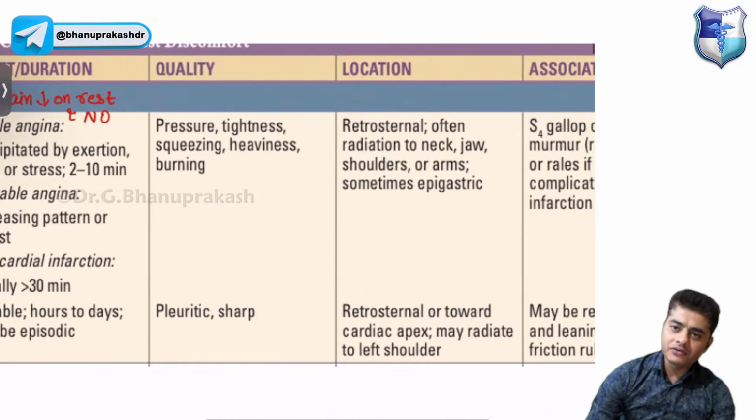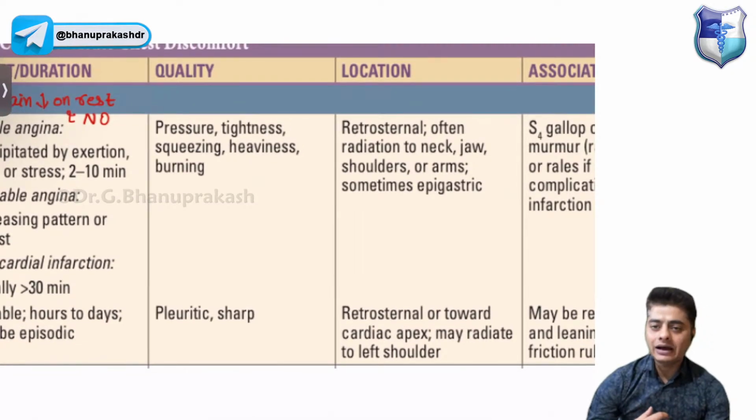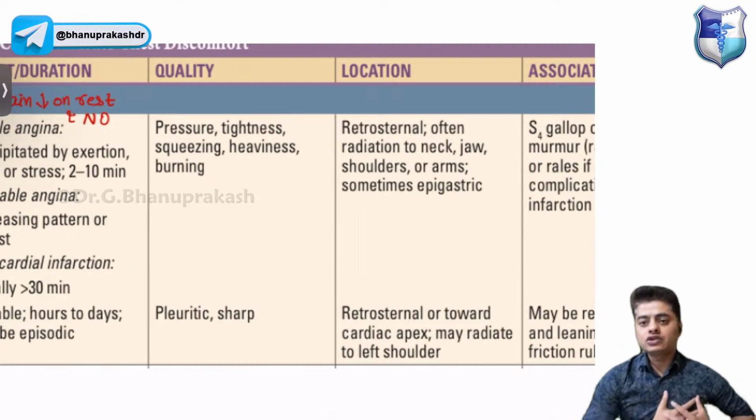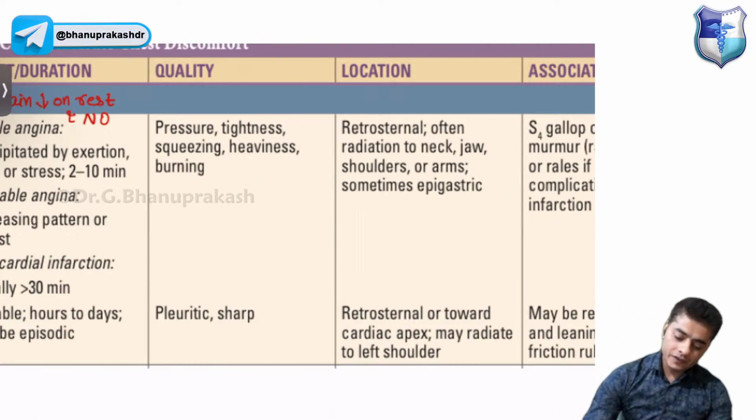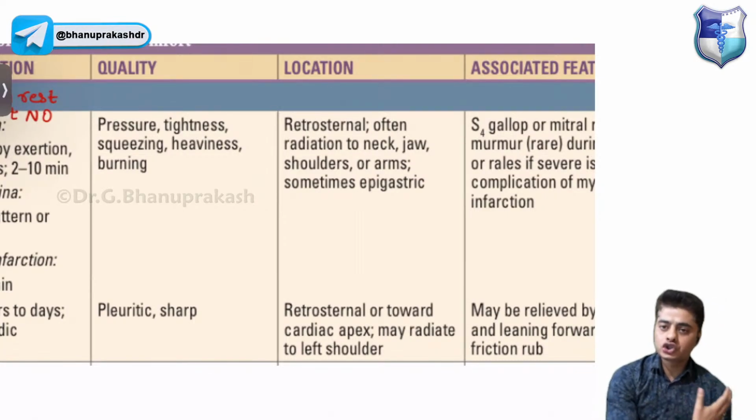First, we see what is the quality of pain. It is a pressure, a tightness, squeezing, heaviness. Someone has put something on your chest, like squeezing your chest. Location is retrosternal, and this pain radiates to your neck, jaw, shoulder, arms, and your epigastric area.